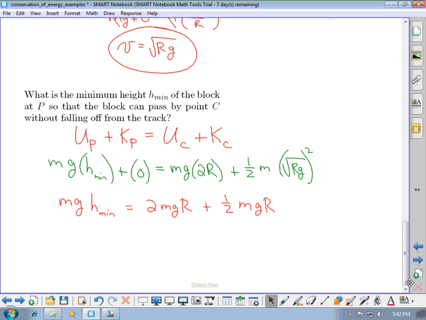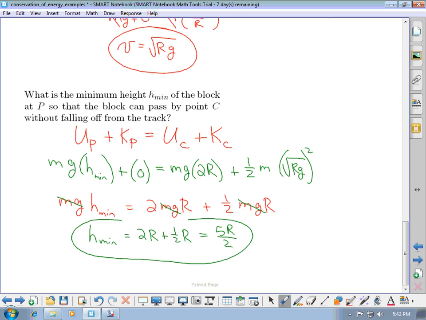So the first thing that I can do, I see that I have an m and a g in every term, so I can divide everything by mg. And I get that the minimum height is 2r plus 1/2 r. So that's going to be 5/2 r. And again, you can look at these to see if the answer makes sense. If we're looking for a height, it needs to be some number times some other length. R is the radius of the circle, so 5/2 r is also a length.